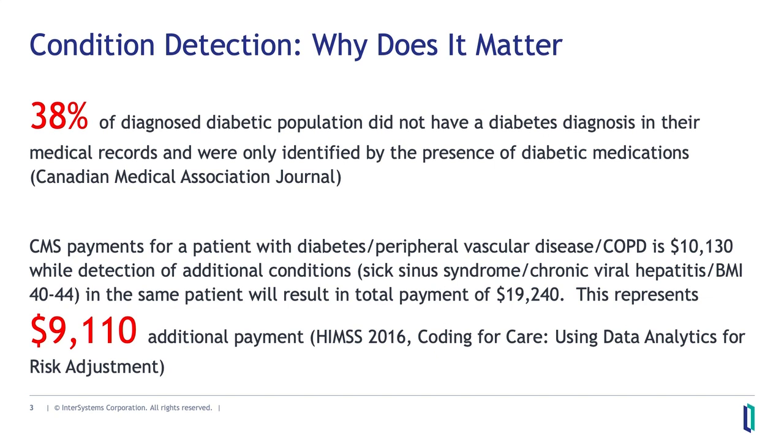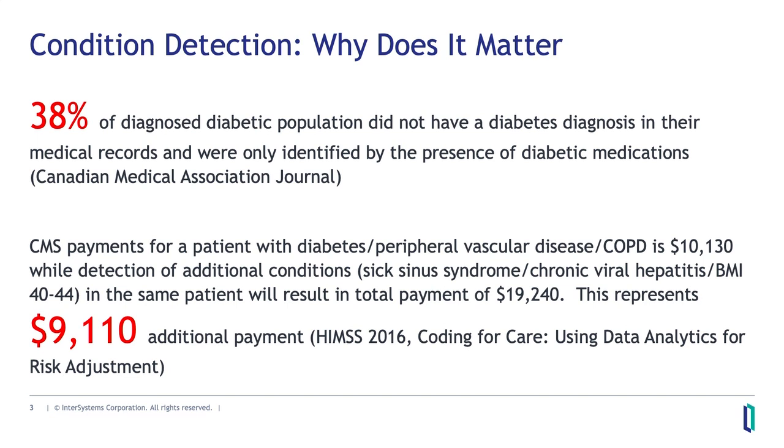What's also interesting is the business case. For example, there's a CMS payment for a patient with diabetes, peripheral vascular disease, and COPD, and it's about $10,000. But if you detect additional conditions, the reimbursement rate would go to $19,000, so that's an extra $9,000. For many practices and provider organizations, the ability to detect additional conditions to generate additional revenue is a very strong business case. So I'll just put this out there.